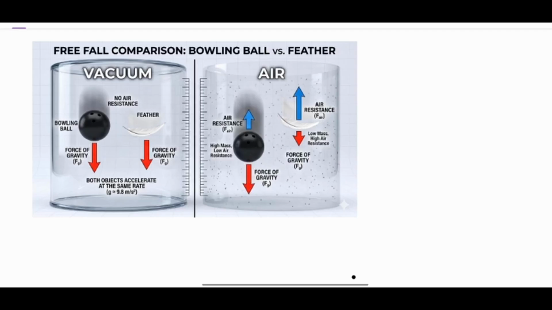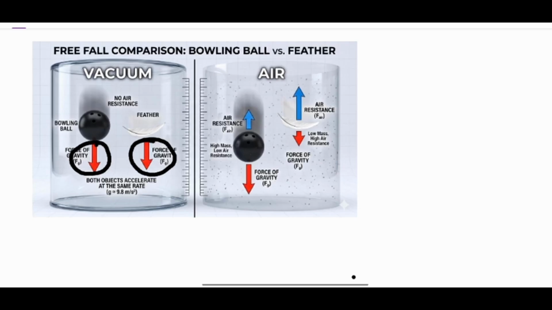Whenever an object moves under the influence of gravity alone, in this case in a vacuum, the object is moving only with the help of gravity alone. Here, this arrow mark shows gravity alone. That means the force of gravity is equal and both objects are simultaneously falling to the ground. No air resistance. Free fall takes place only in a vacuum.